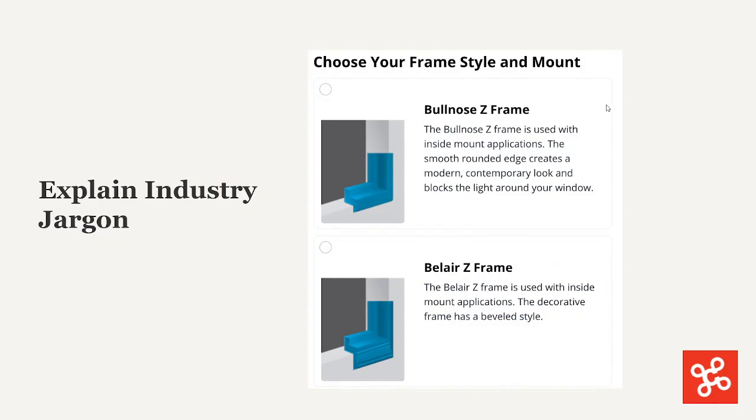You also want to make sure to explain any industry terms. So sometimes working in a certain industry, you know what a bullnose Z-frame is or a Bel Air Z-frame is, but somebody who has never purchased blinds before has no idea what these terms mean. So blinds.com does a good job of using both illustrations that are detailed and you can tell the difference between the different options, as well as text to explain the options. So they have a visual and a text reference to help customers decide on the frame style and mount that works best for them.